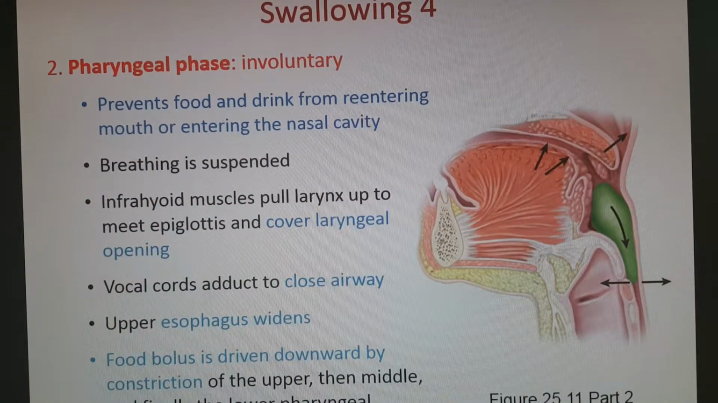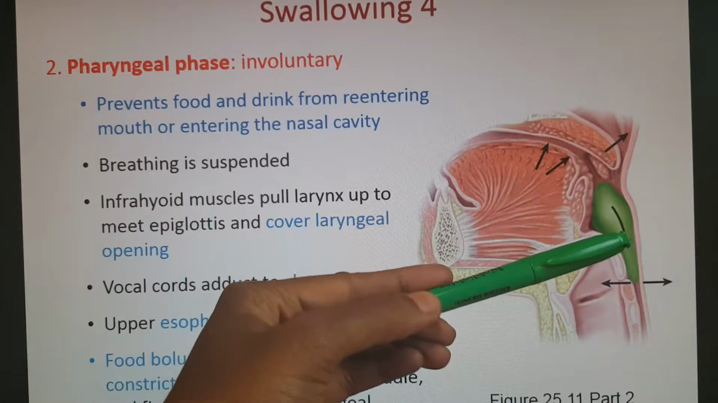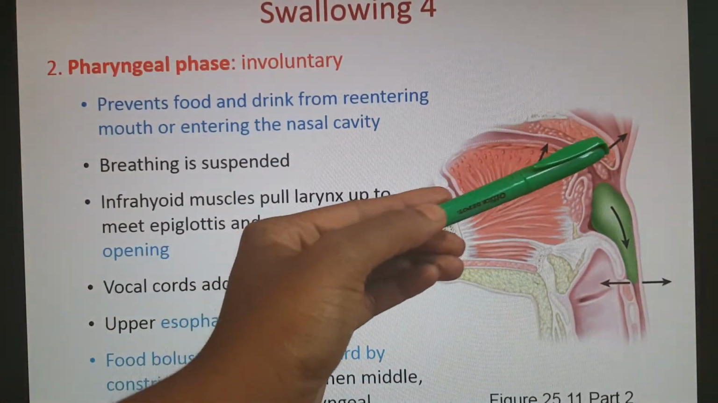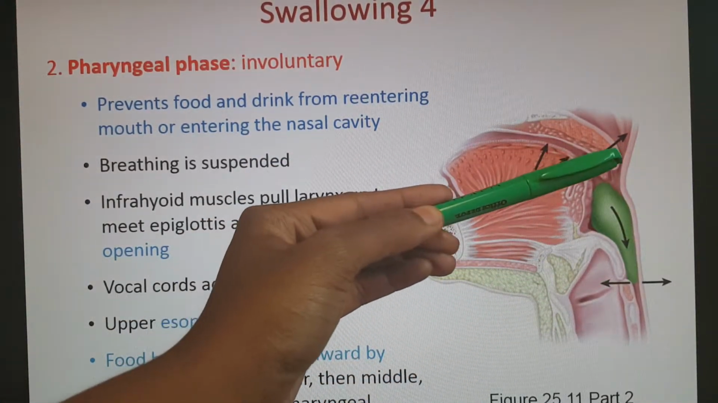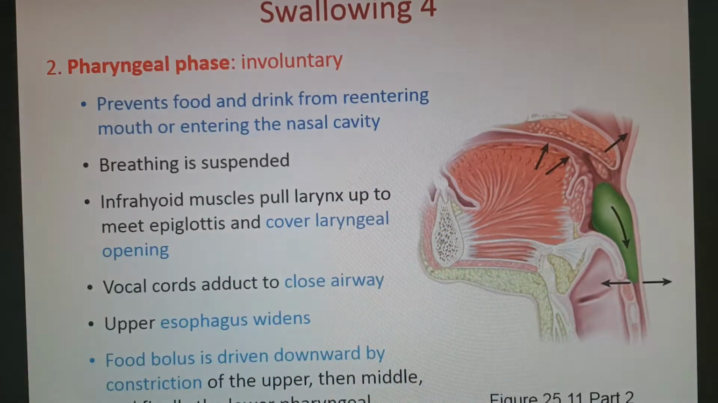So moving on to the involuntary phase. This is with input from your central nervous system. There's a whole pattern of muscle constriction to continue to make sure that the food is going to go into your esophagus, preventing the food from re-entering the mouth as well as entering the nasal cavity. So basically making sure that it stays in the back of the throat and goes down into your esophagus.